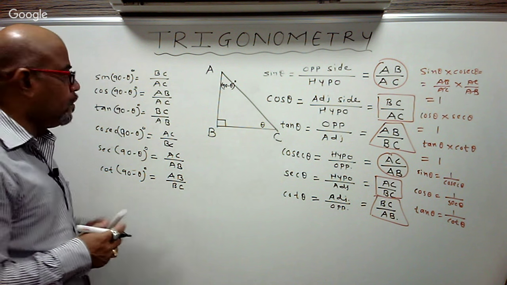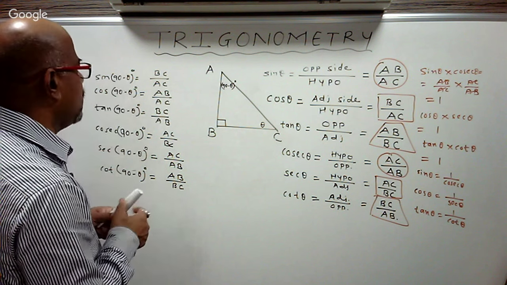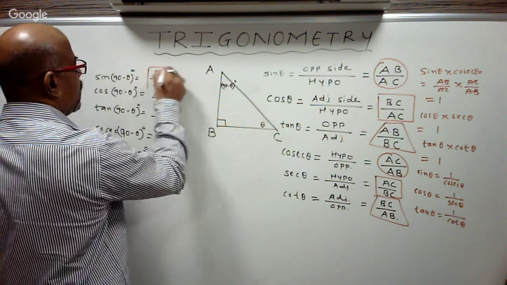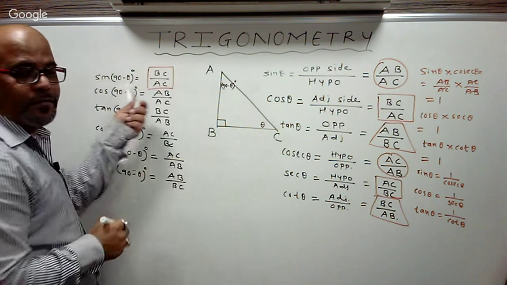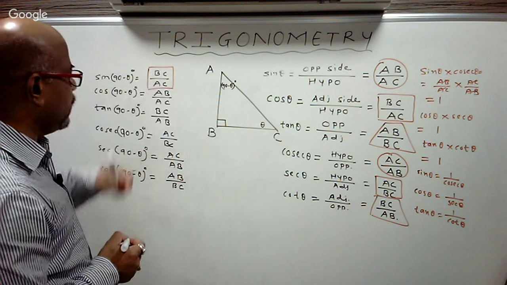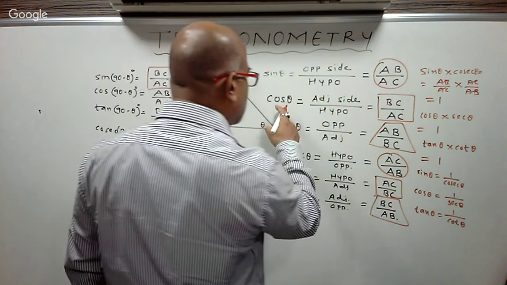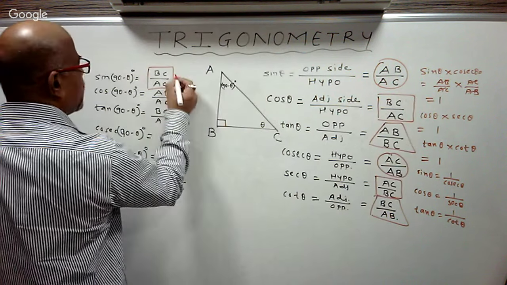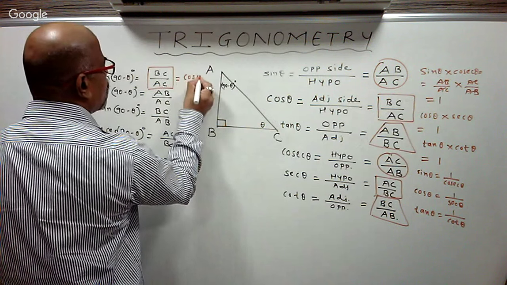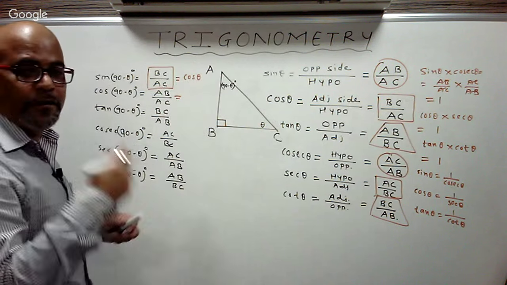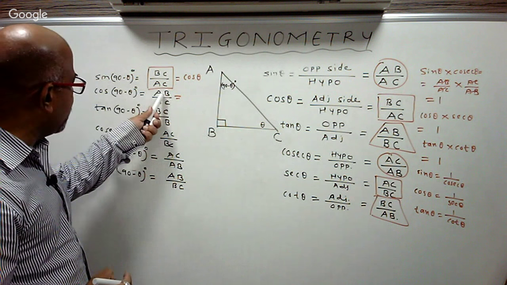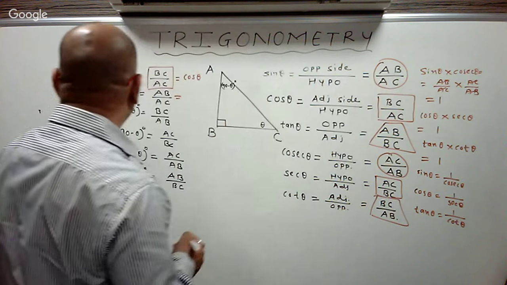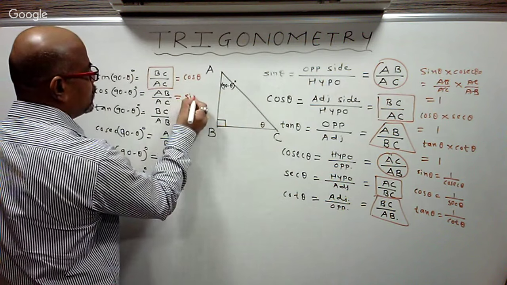Now if you observe here, sin 90 minus theta value is BC upon AC. Same thing here I observe, cos theta is also BC upon AC. Therefore, sin 90 minus theta is nothing but cos theta. If you go further, cos 90 minus theta value is AB upon AC, where we observe here AB upon AC is for sin theta. Therefore, cos 90 minus theta equals sin theta.